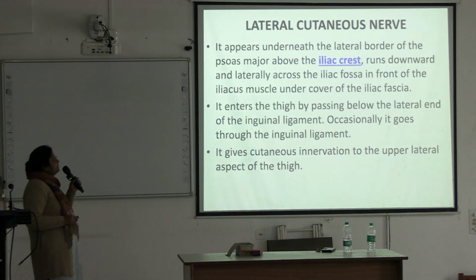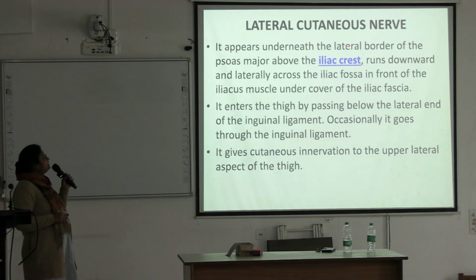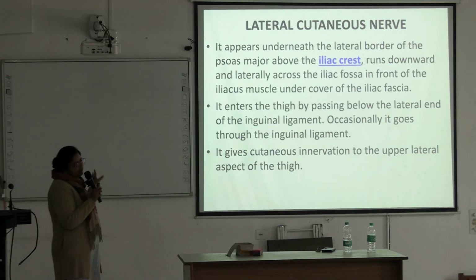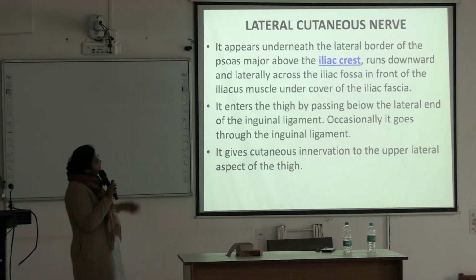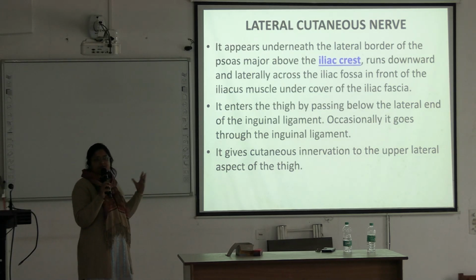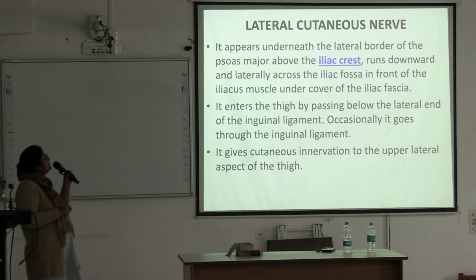Next is the lateral cutaneous nerve of the thigh. We have discussed the artery, vein, femoral sheath and its contents. Next we are going to the other contents of the femoral triangle. This is another content, the lateral cutaneous nerve of the thigh.